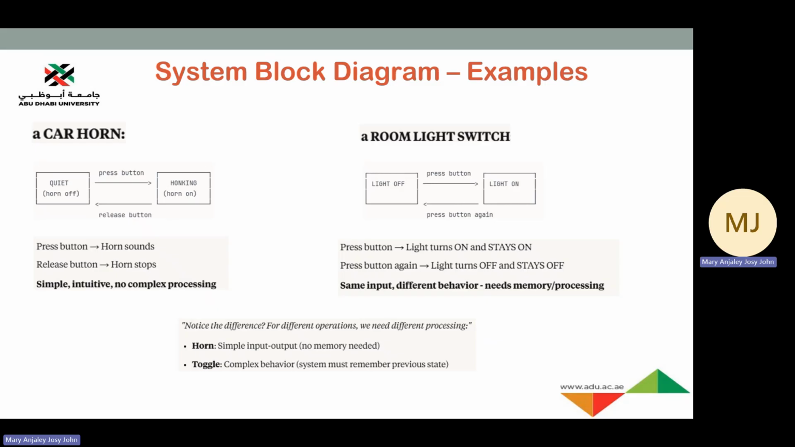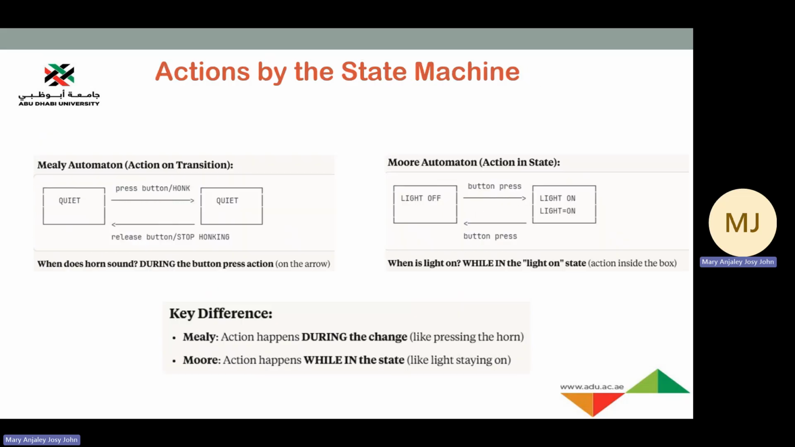So you see here, the last two lines. Horn means simple input, simple output. There is no need for memory. While this one, we call it toggle. Toggle means it should remember the previous state. There is the room light switch example and the car horn example. In the car, press, hear the sound, take your hand off, finish. While when we come to the room light situation, it has to remember its previous state so that we get the proper output. So these are two examples, and let's look at the next slide.